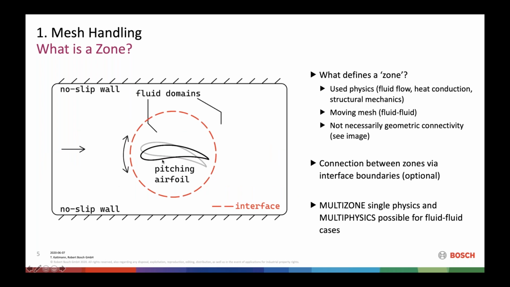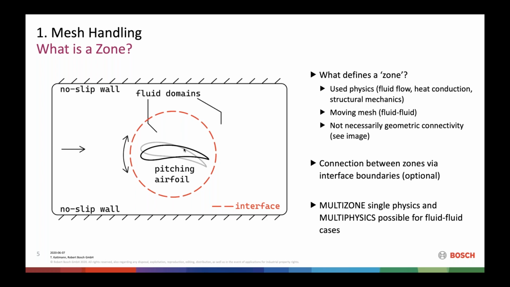And another case would be, for example, a fluid-fluid case. So in this example, we have a channel with a pitching airfoil in the middle. And we could simulate that having a rigid mesh for the channel and a rigid mesh for this circle with the airfoil in it. And we could use these 2 rigid meshes and just impose a grid movement on the inner mesh. So we would have a fluid-fluid simulation here, and that would also account for a zone for that middle mesh.